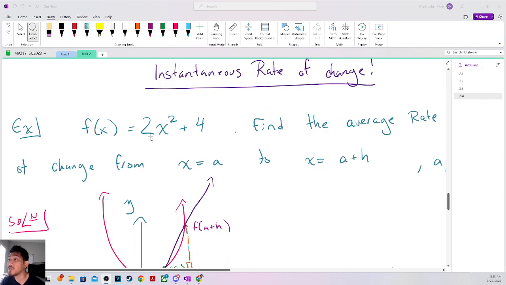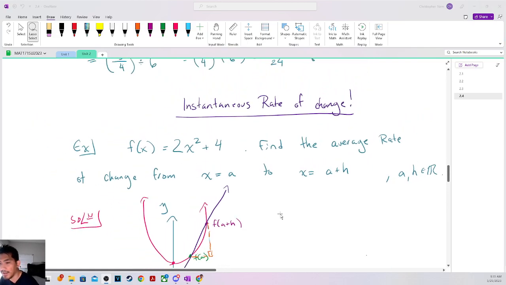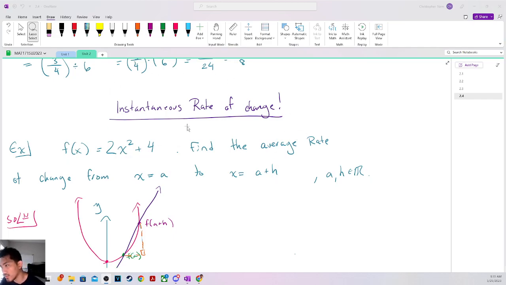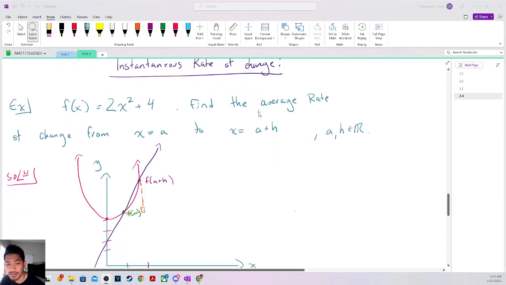So let's take the example 2x squared plus 4. Find the average rate of change, not instantaneous, find the average rate of change from x equals a to x equals a plus h, provided that a and h are real numbers. Now the moment I use these as my inputs, this is called instantaneous rate of change. All right? So what is this idea of instantaneous rate of change?